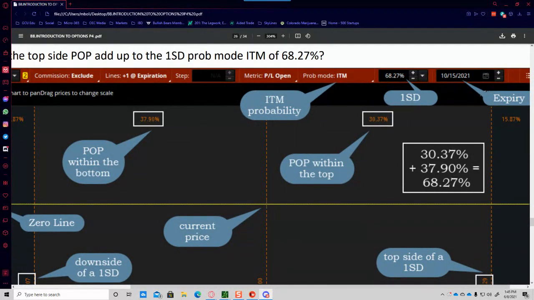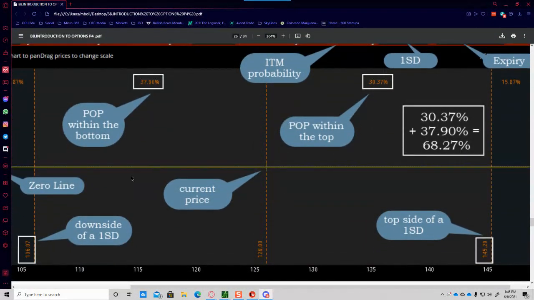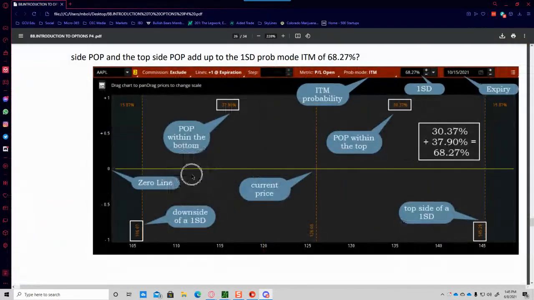So from here, from the current price, and notice that there is no trade in there, right? It's just a risk profile with no trade in it. We still have the gray box, and we still have the blue area. The gray box is representing a 1 standard deviation move in price from today's picture, the day that I took it, all the way up into the expiration date that I had set in the upper right corner.